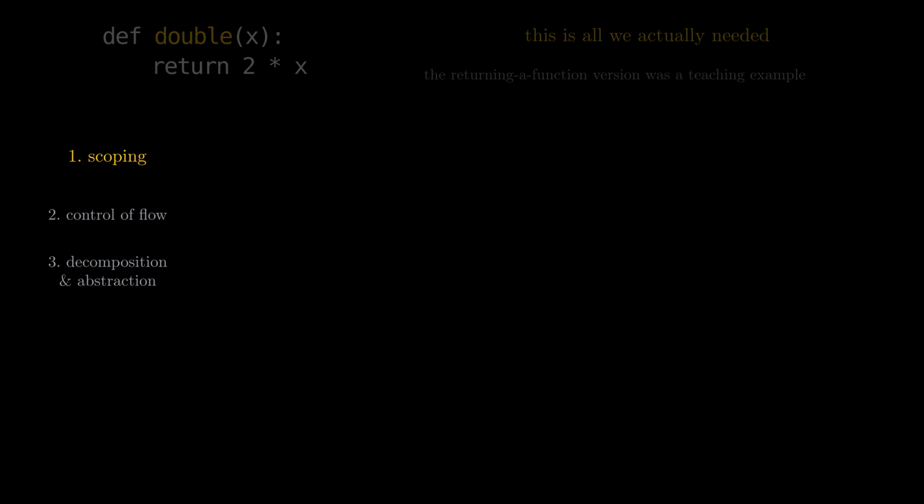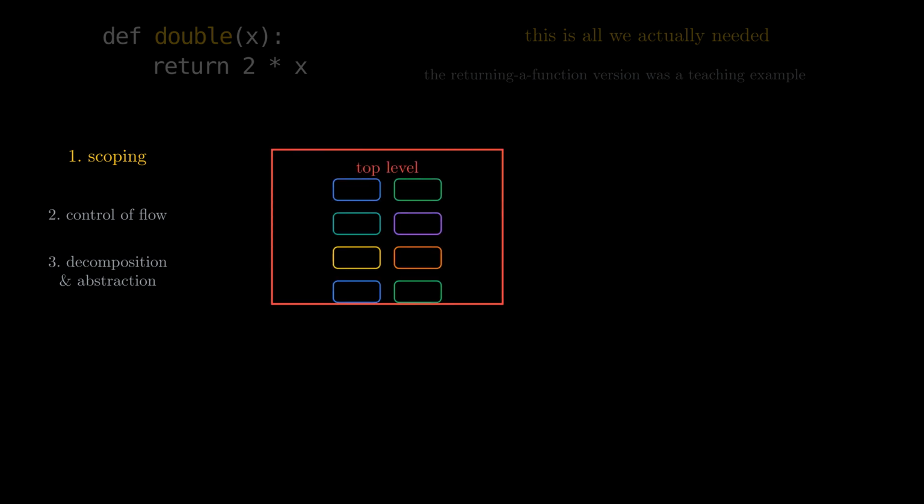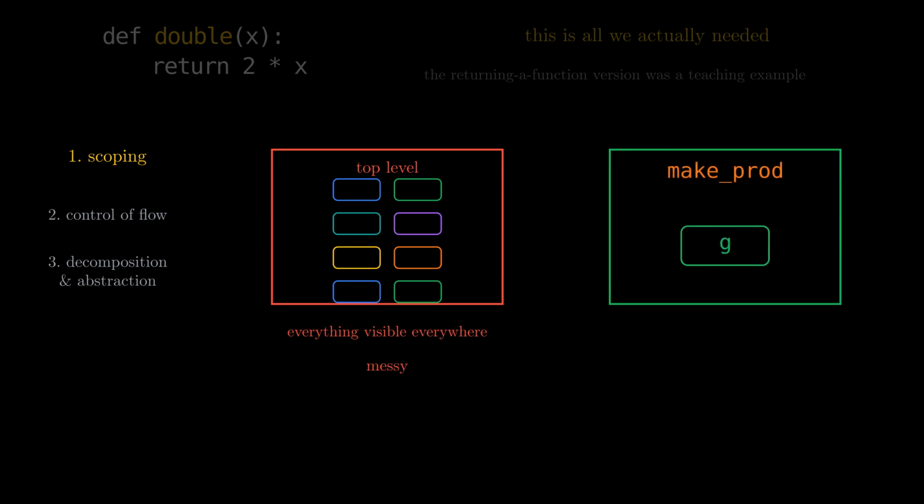The first is scoping. In a large project, if every function you might ever want lives at the top level of the main program, the top level becomes a mess. Sometimes you want a helper to be visible only to the one function that needs it, so you define it inside that function's scope instead.